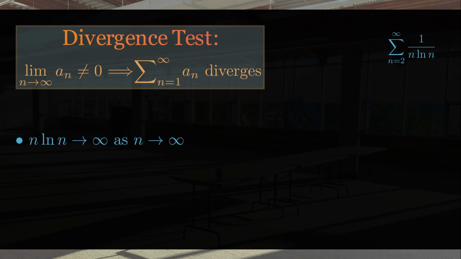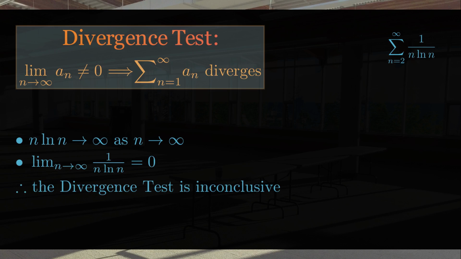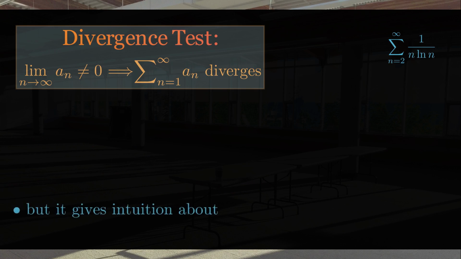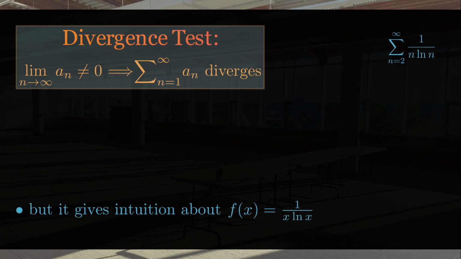n log n goes to infinity as n goes to infinity. So, the limit of the terms will be 0. Therefore, the divergence test doesn't tell us anything. But even though it doesn't tell us anything, it gives us intuition about the function 1 over x log x.